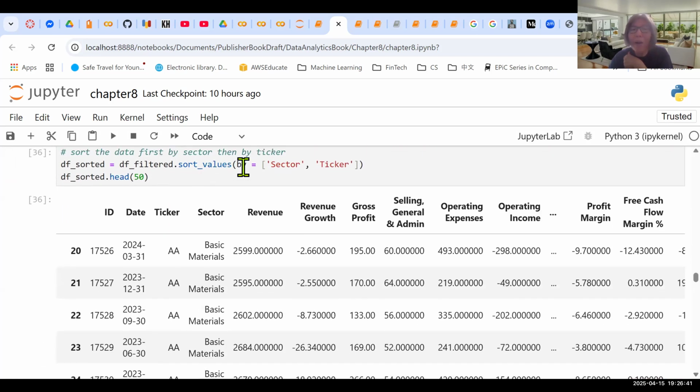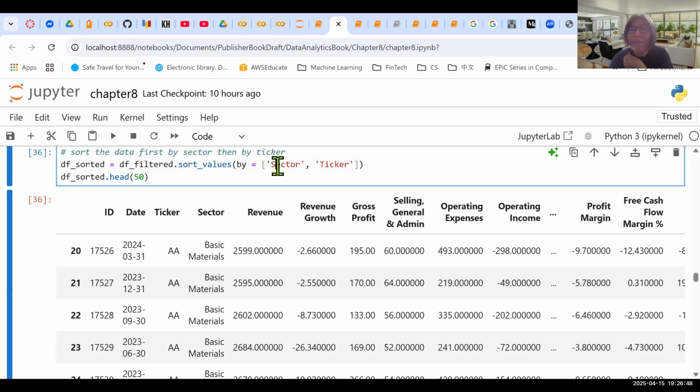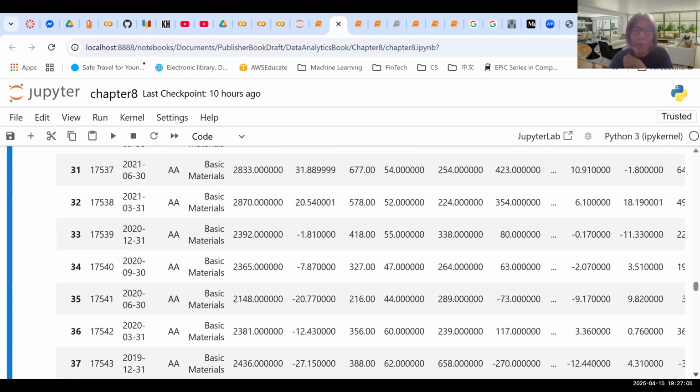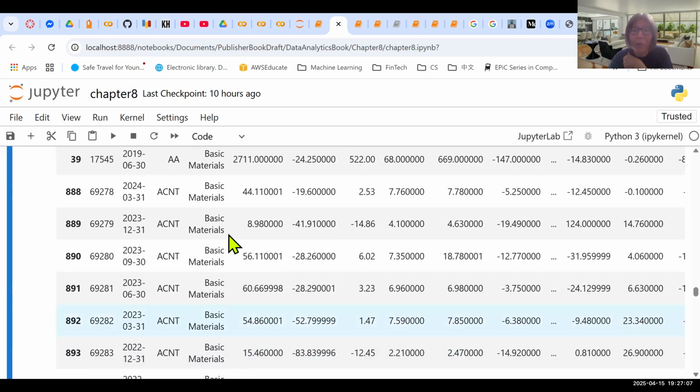Okay, on to the next part. We try to do some sorting. We sort by the sector column and the ticker column. First sort by sector and then by ticker. So for each sector, it's sorted by the ticker. You can see it's arranged first by sector and then by the ticker.